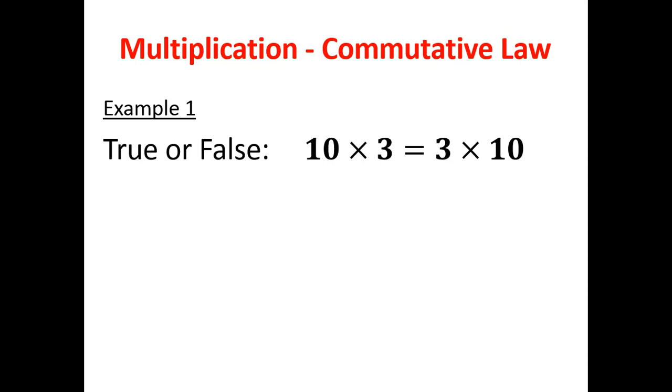Right, quick example, true or false. Is 10 times 3 the same as 3 times 10? Yes, you've worked out that's equal to 30, and the other side's equal to 30. So yes, this is the commutative law, and it's true.